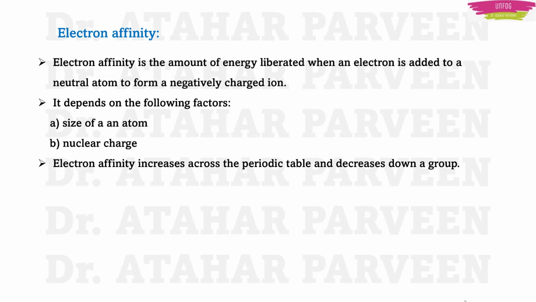Okay. So because of the same energy, the energy is the same thing right here. So we can say that this also depends upon the same two factors, that is the size of an atom and nuclear charge. Okay. And electron affinity also should increase across the period in a periodic table and it should decrease down the group. Correct?